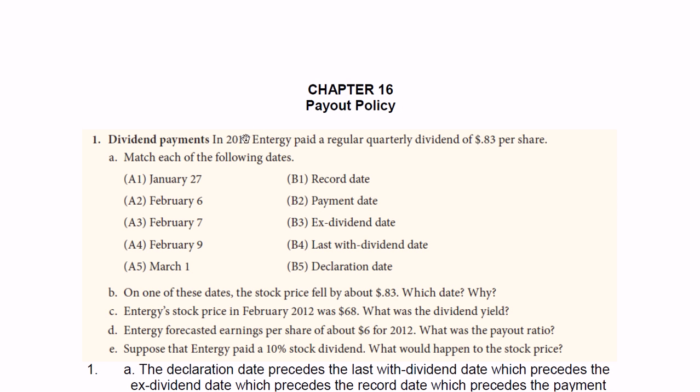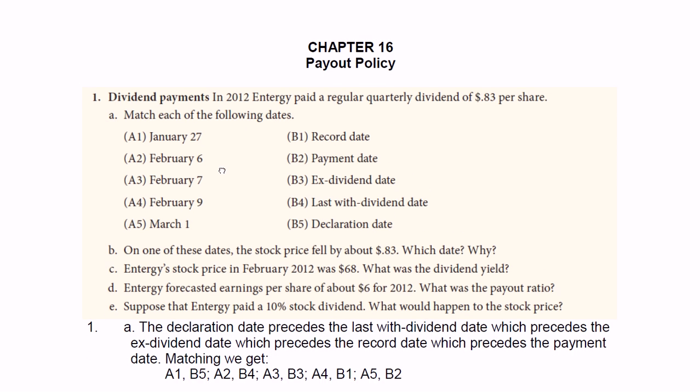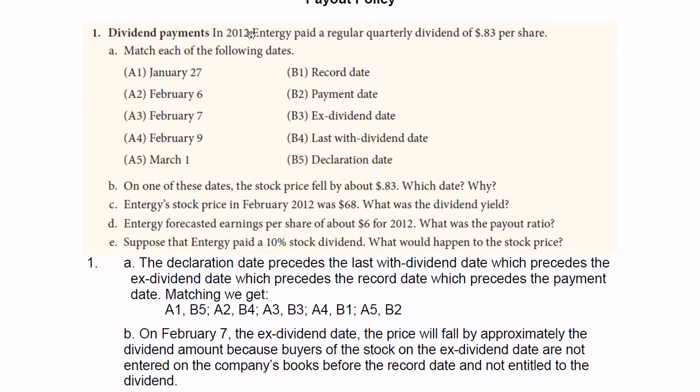Chapter 16, Payout Policy. Dividend payments. In 2012, Entergy paid a regular quarterly dividend of $0.83 per share. Question A, match each of the following dates. So we have the declaration date, last with-dividend date, ex-dividend date, record date, and payment date.